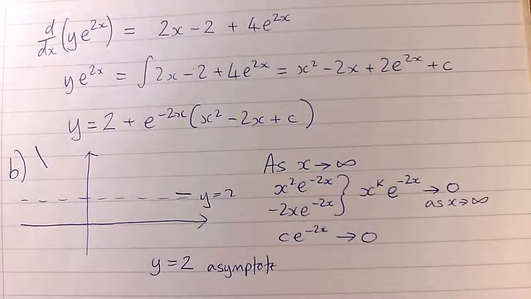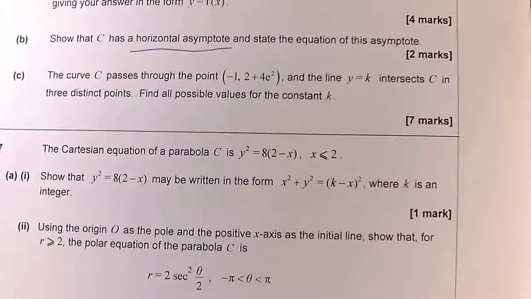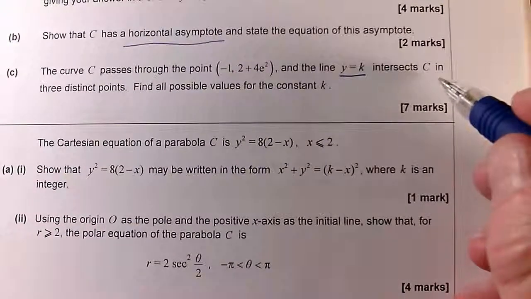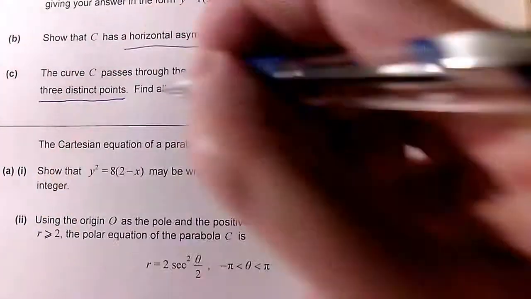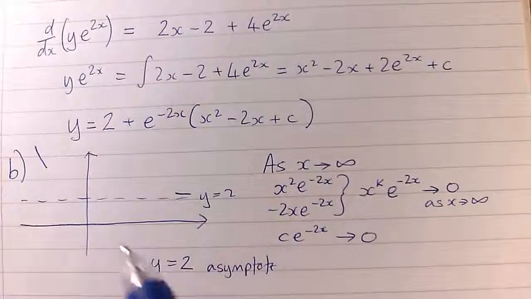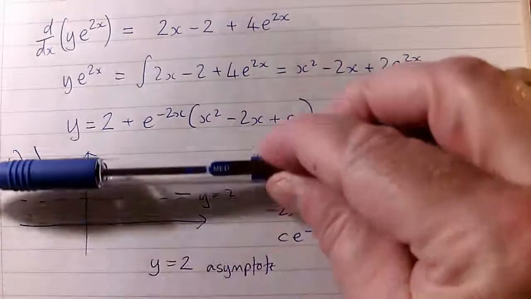Okay, on to the nastiest part, which is part C. Now part C talks about the line y equals k intersecting the curve in 3 distinct points. Okay, so what does y equals k look like? Well, y equals 2 was this horizontal line here. y equals k is going to be another horizontal line.